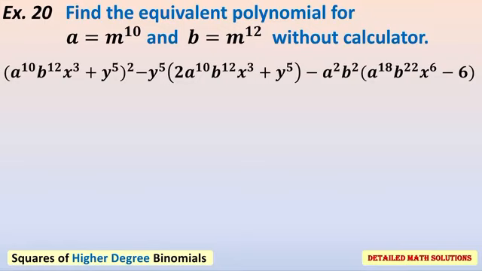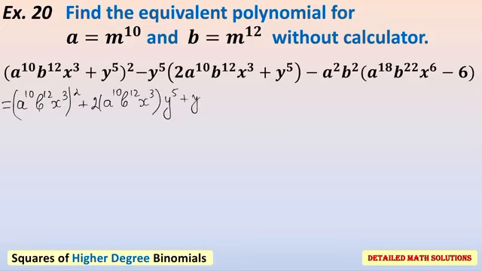To simplify the first term of this expression, I need to apply the formula for binomial square. When I do that, this equals a to the 10th power b to the 12th power x cubed in parentheses squared plus 2 times a to the 10th power b to the 12th power x cubed multiplied by y to the 5th power plus y to the 5th power in parentheses squared.